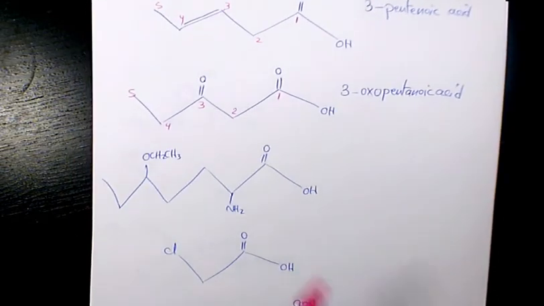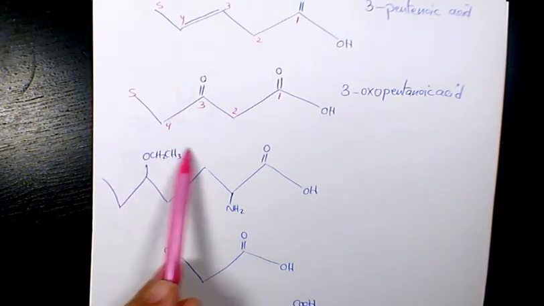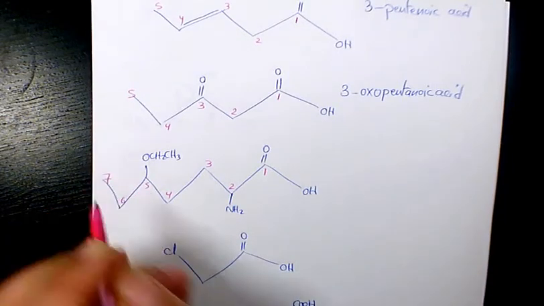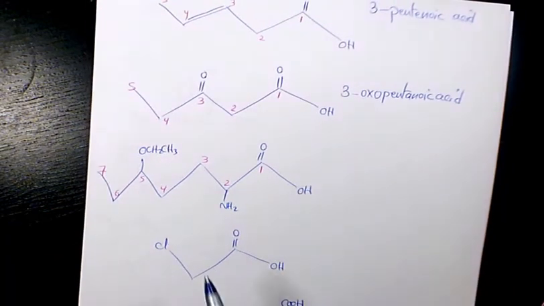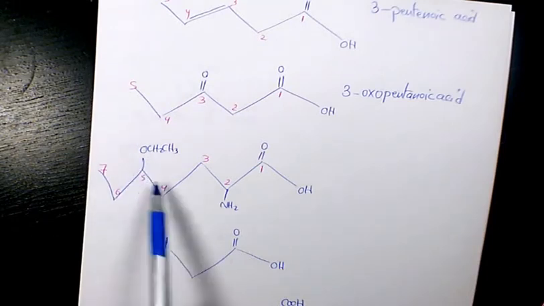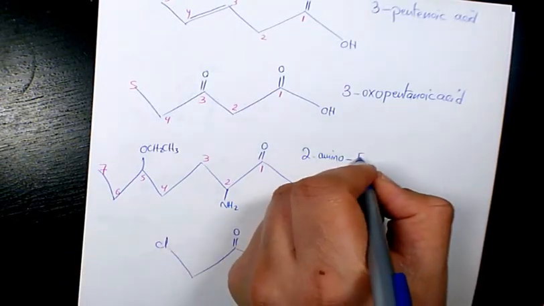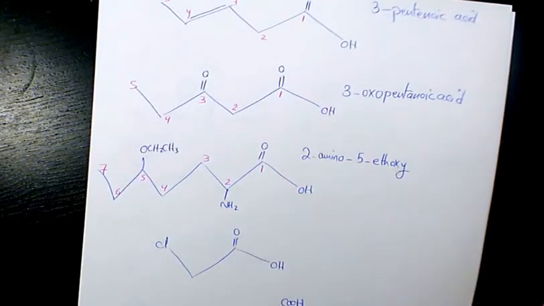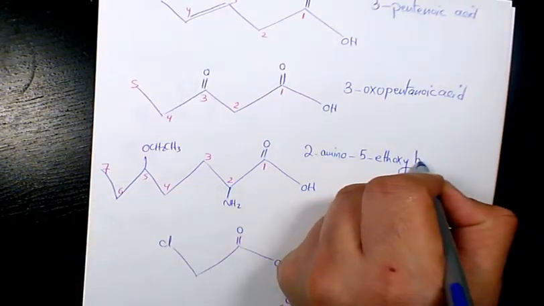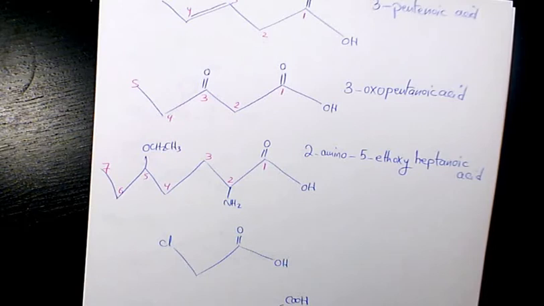This one in here, we have an acid group, we have an amino group, and we have ethoxy. Because it's ethyl and oxygen, it's going to be ethoxy. So again, we start numbering from this side. 1, 2, 3, 4, 5, 6, and 7. So it's 2-amino, 5-ethoxy. Which one comes first? Amino starts with A, ethoxy starts with E. So we start with 2-amino, 5-ethoxy, pentanoic acid.